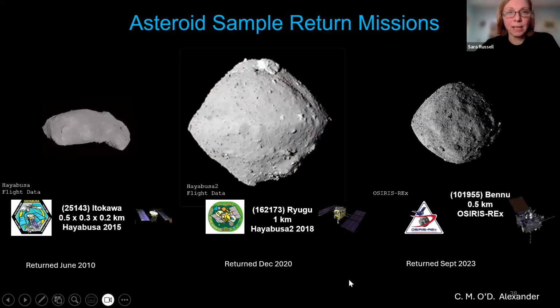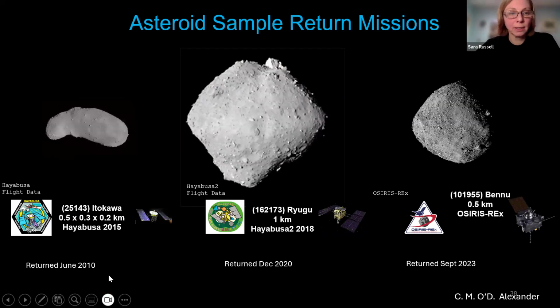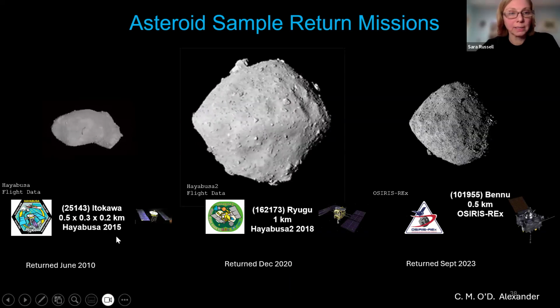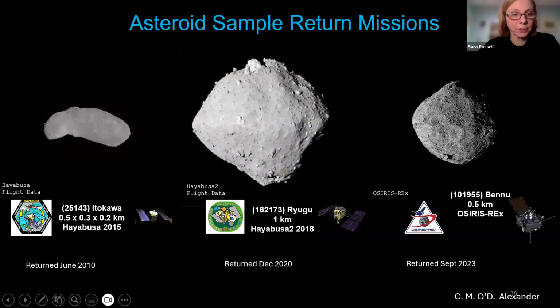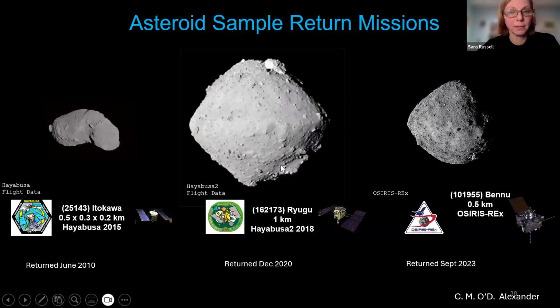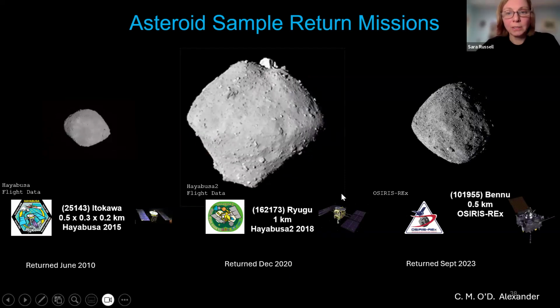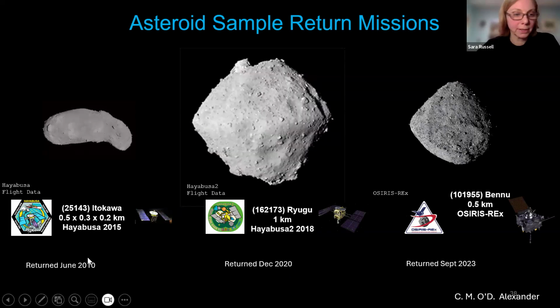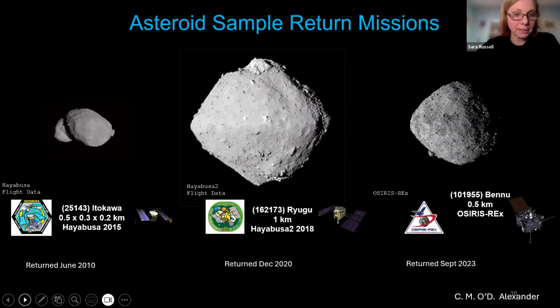There have been 3 asteroid sample return missions so far. The first one, Hayabusa, visited asteroid Itokawa, an S-type asteroid, and showed that it was ordinary chondrite material. I won't be discussing that further. But the 2 other asteroid sample return missions both brought back type 1 material. So let's look at that.